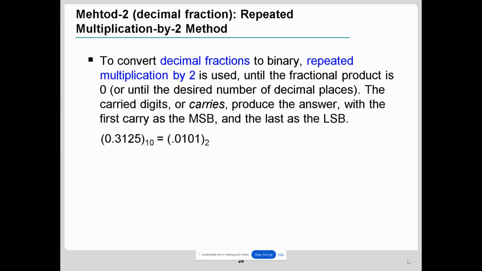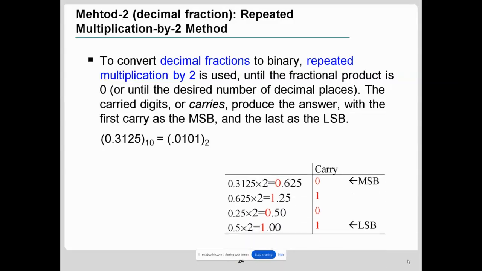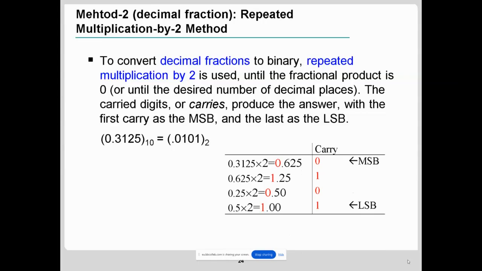So how do we do it? Can you see here? Now you multiply everything by 2. So 0.315 multiplied by 2. What is the result? 0.625. We only consider the fractional part. We take this fractional part, 0.625, and again multiply by 2. What's the result? 1.25. Then we again take the fractional part or the whole part?